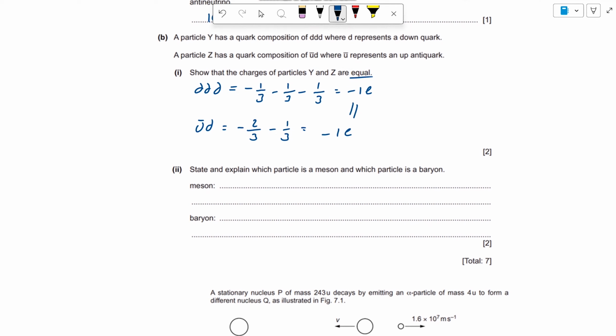State and explain which particle is a meson and which particle is a baryon. So the meson is going to be the double quark composition, and the baryon, which is usually a proton or a neutron, is going to be the triple quark composition. So the meson is going to be the anti-up and down quark, whilst the baryon is going to be the down, down, down quark. Therefore, Z. Therefore, Y.